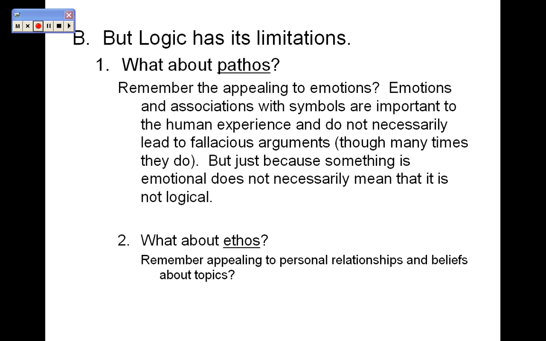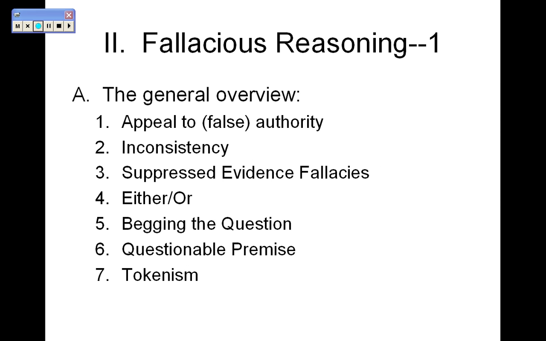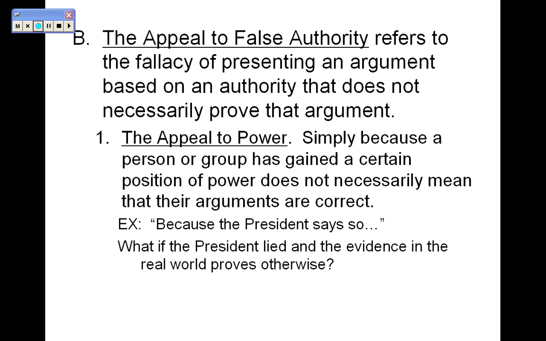So here we go. I do also want to point out that just because something is or is not logical, that doesn't mean there aren't other ways to appeal to people. Pathos is rather important, using emotions, as well as ethos. But for the purpose of our presentation, we're going to focus on logical fallacies and fallacious reasoning. Here's the first set. There's the appeal to false authority, inconsistency, suppressed evidence fallacies, because there are some that fall underneath that, either-or, begging the question, questionable premise, and tokenism. So we'll talk first about the appeal to false authority.